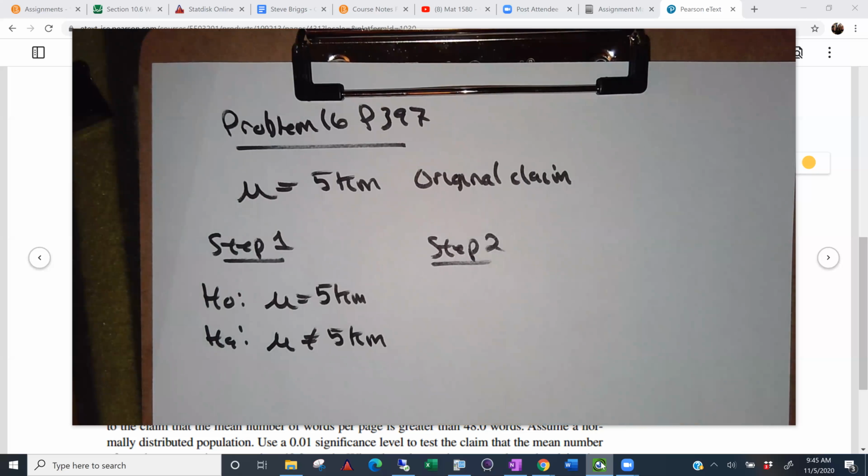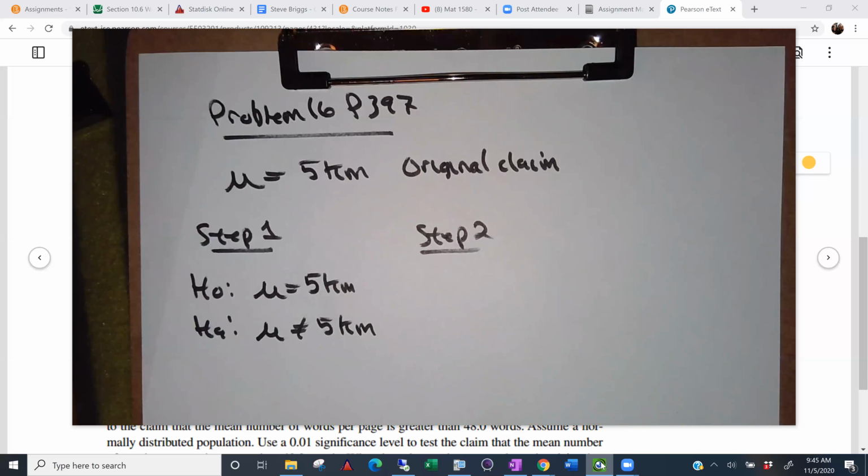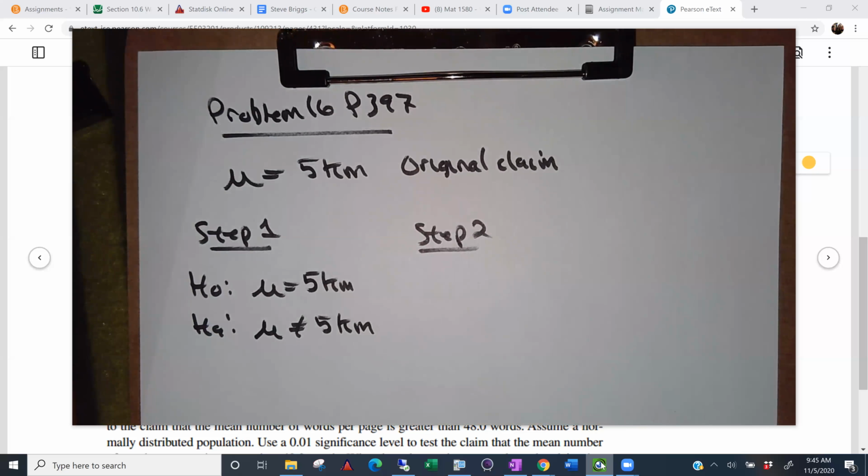Now we should also be paying attention to the assumptions. Again, I'm not going to slow down to look at those, but I think our sample size is going to be large enough that we're not going to have to worry about the normal distribution part, because I think we'll have more than 30 observations.